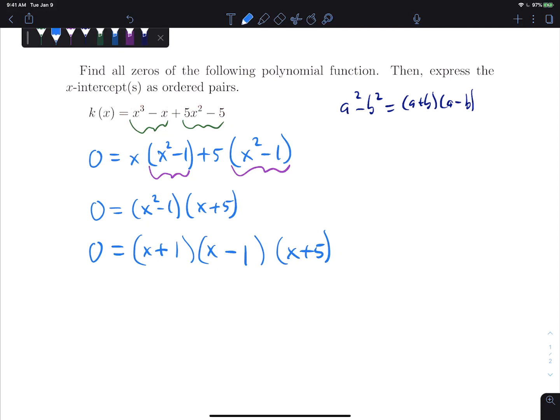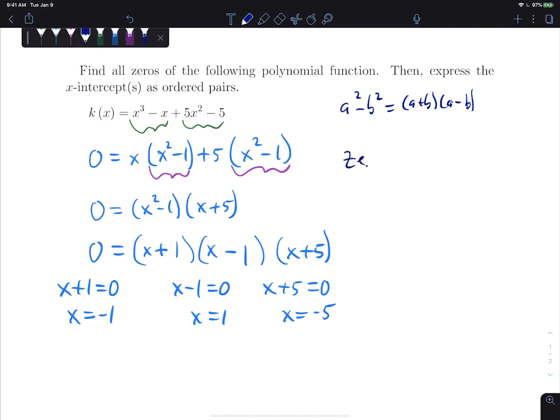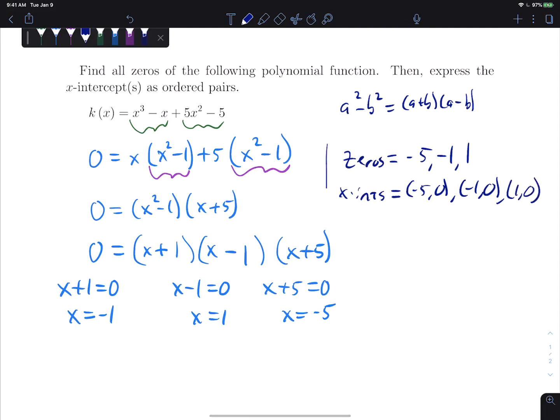And now I'm going to set every factor equal to 0. So x plus 1 equals 0, x minus 1 equals 0, x plus 5 equals 0. Subtract 1, add 1, subtract 5. And there you go. So that tells me that the zeros of this polynomial function are negative 5, negative 1, and 1. And that tells me that the x-intercepts are (negative 5, 0), (negative 1, 0), and (1, 0).